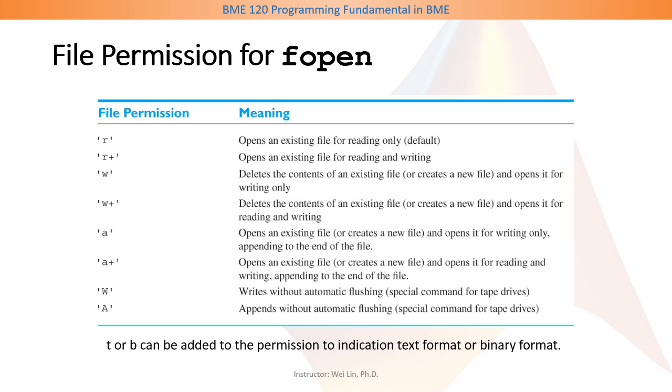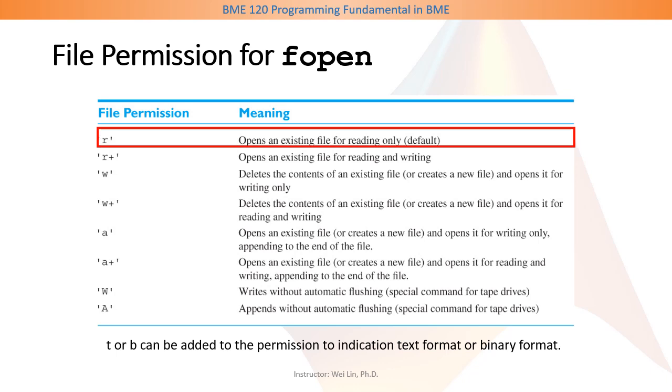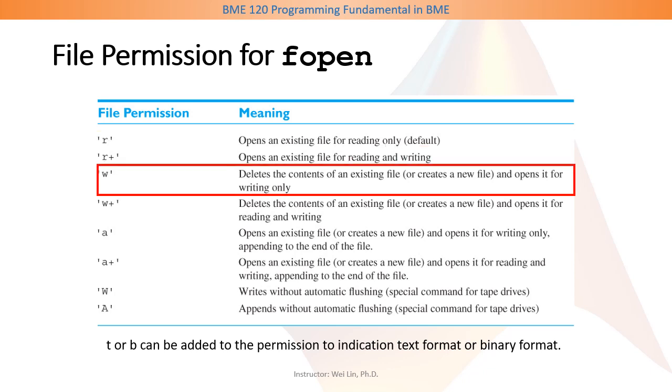The table for the file permission of the fopen function. The letter R represents to open an existing file for reading only. And this is the default setting, which means if you don't specify a permission, then you're going to open the file for reading. The letter W will delete the content of an existing file if it already exists, or it will create a new file, and then it will write the data to that file. So, in other words, if the file already exists, it will be overwritten.